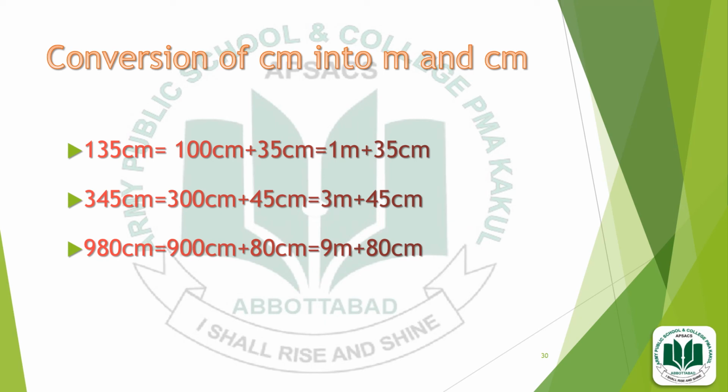In the next example, 345 centimeters are there, and there is 300. So we split these 300 from 345. 300 plus 45 separate, and 300 centimeter becomes 3 meter. So it becomes 3 meter and 45 centimeter. And in the last example, 980 centimeter, there are 900. So we split 900 and 80. 900 centimeter becomes 9 meter and 80 centimeter.